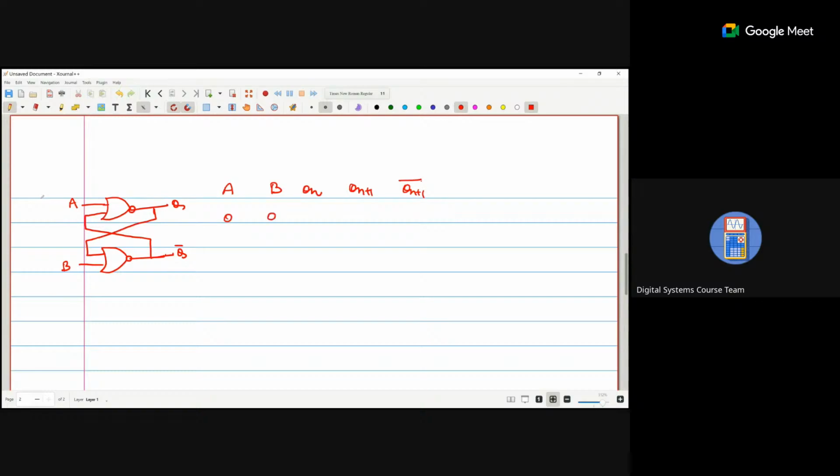0, 0, Qn is 0. Now the property of NOR gate is what? If both inputs are 0, then output is 1. So I substitute Qn is 0, B is already 0, so Qn bar is 1. Qn bar goes with A, so this is 1, this is 0, so we are getting it.